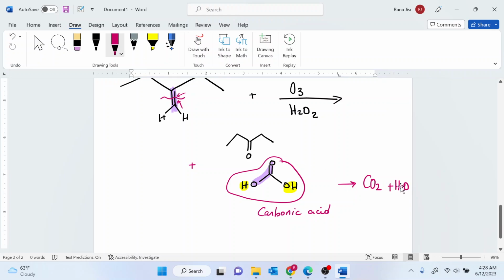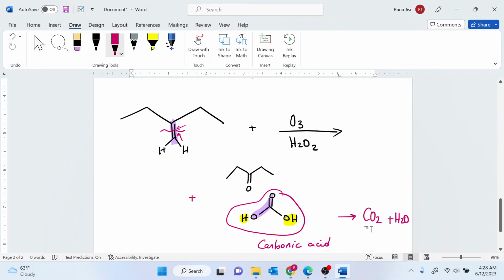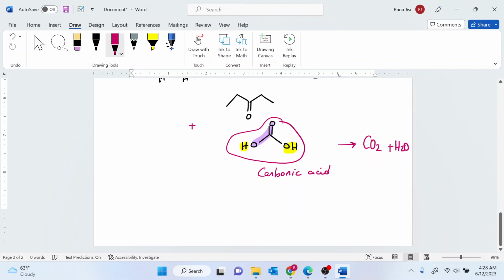Now, because these are inorganics, we don't show them, so we just show the portion of the ketone in there. But know that the reason why we don't show the carbonic acid is because that acid is going to be completely unstable and dissociate into carbon dioxide and water. Every time I have a terminal alkene, then I'm going to end up getting a carbonic acid.